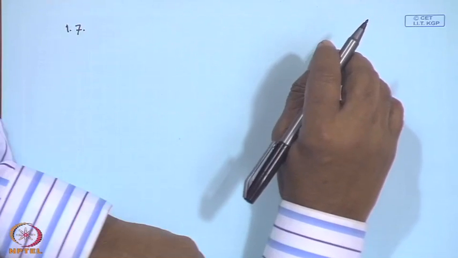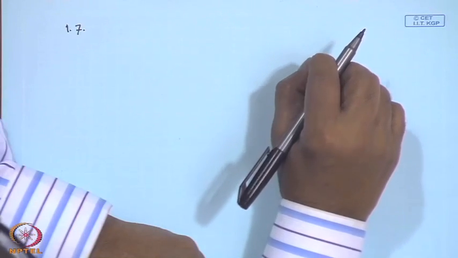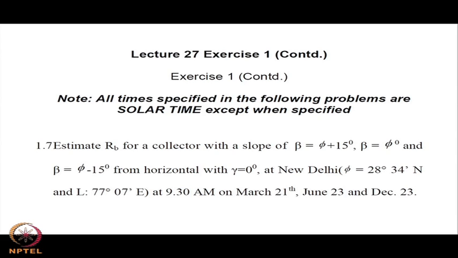The idea is to estimate the RB, the conversion factor from horizontal radiation to the tilted radiation, for a collector with a slope of phi plus 15 degrees, equal to phi, or phi minus 15 degrees from horizontal, south facing in New Delhi location at 9:30 a.m. on March 21st, June 23rd and December 23rd. So, these dates were chosen.